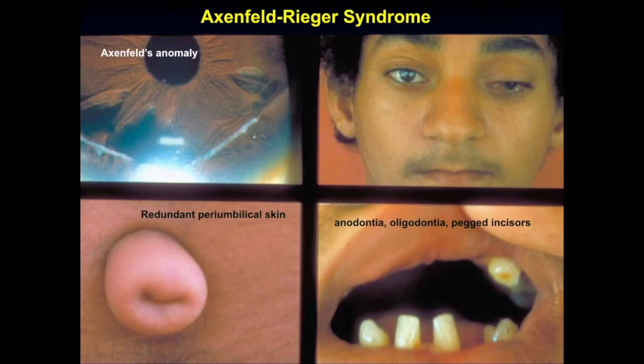Here's an example of Axenfeld-Rieger syndrome, where we see the characteristic features in the iris and the posterior embryotoxin. There is maxillary hypoplasia in the face, redundant periumbilical skin, and dental anomalies, including anodontia, oligodontia, and peg-like incisors.